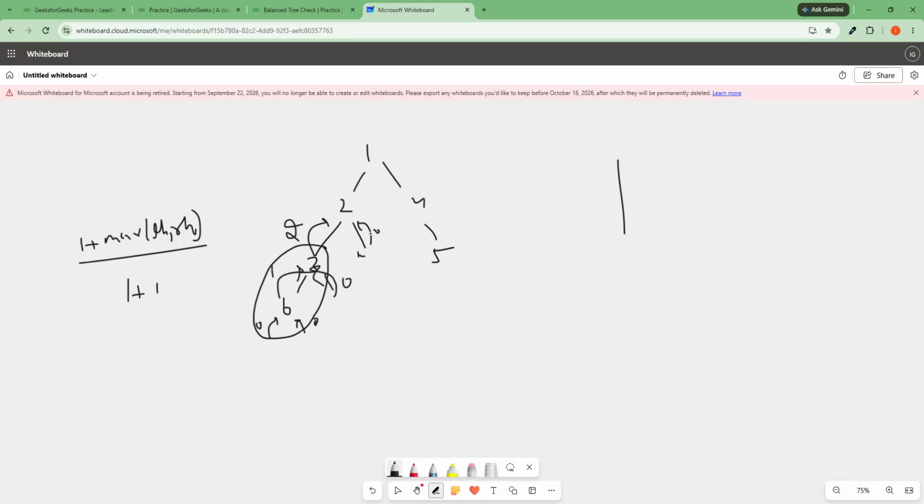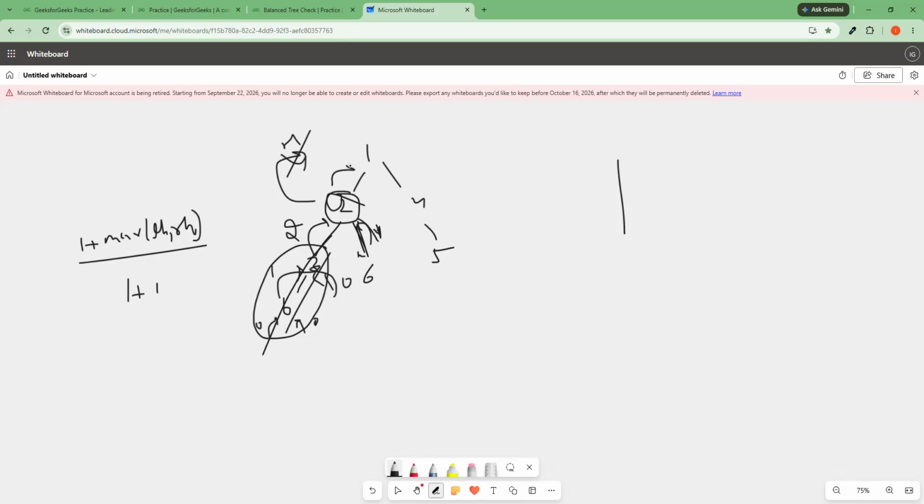So 2 minus 0 is greater than 1. It means this is violating the condition. Because for node 2, the left height is 2 and the right height is 0. So this is not height balanced and we will just return false from here directly. But if that is not the case, consider here we have a node and it will also return 1. So 2 minus 1 is fine.